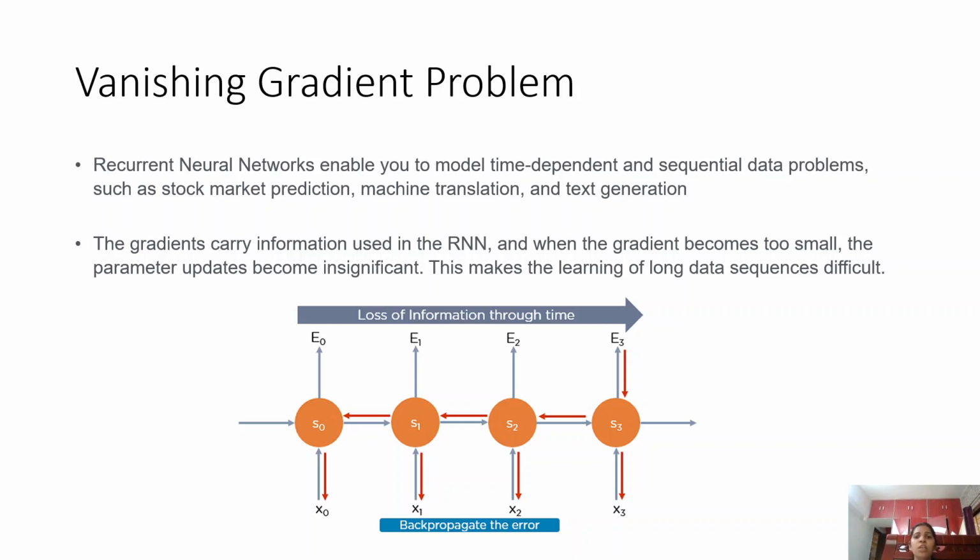We have already learned that if this gradient becomes too small and the parameter updating is not happening, the algorithm cannot learn. That makes the learning of long data sequences difficult. That means RNN fails to learn long data sequences. We are not talking about one sentence or two sentences or some paragraph. It is talking about many sentences.